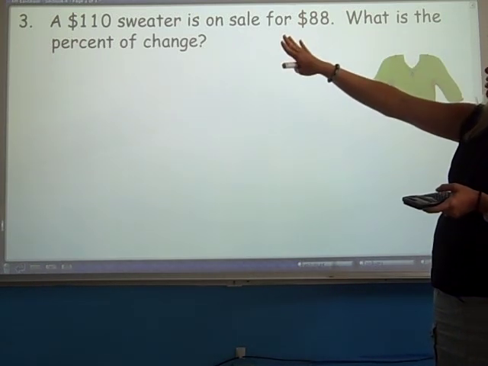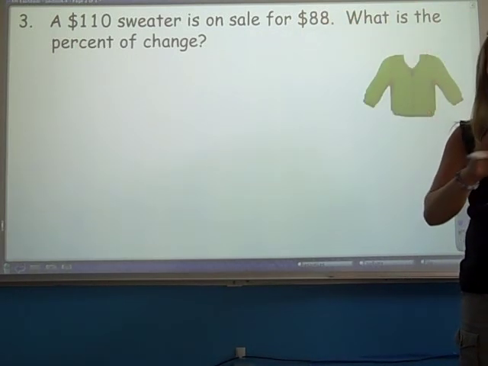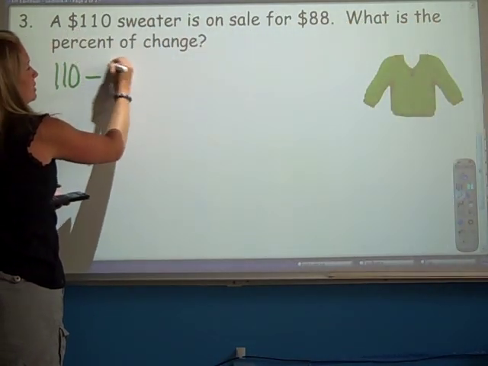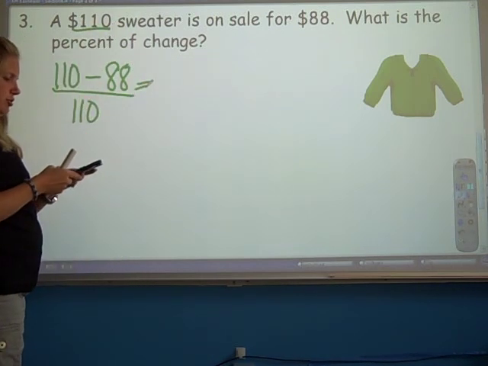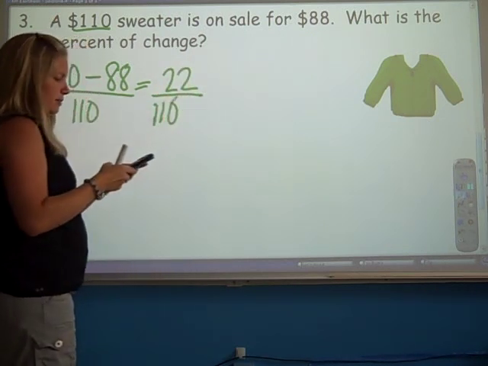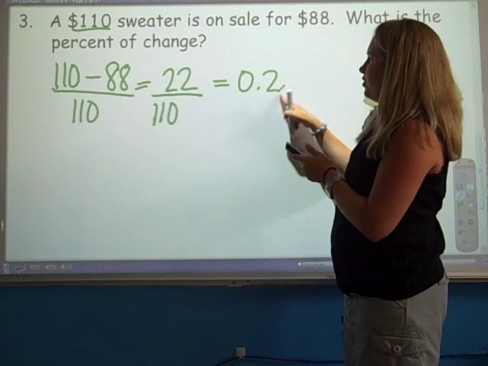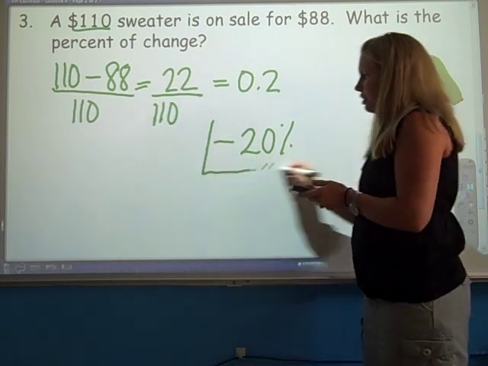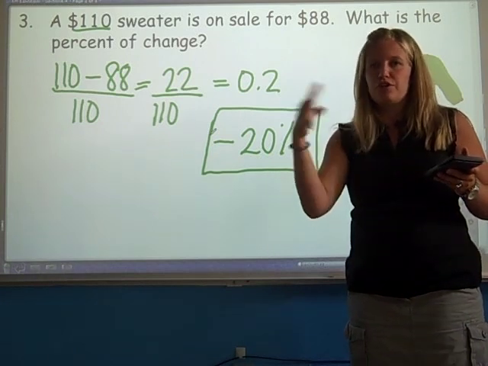Now, this one, a $110 sweater is on sale for $88. What is the percent of change? It decreased. We don't do anything different. We just add a negative sign at the end. 110 minus 88 over, it started at 110. 110 minus 88 is 22 over 110. Divide by 110. I get 0.2. Move it over 2. I get a 20% change, but a negative. It decreased 20%. So subtract, find the difference between the two, put it over the original, and get it into a percent.